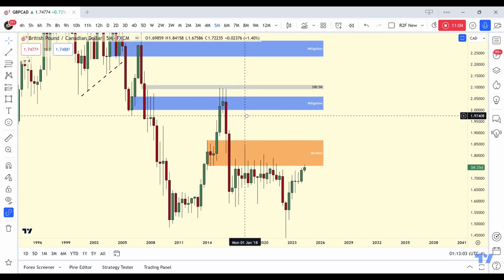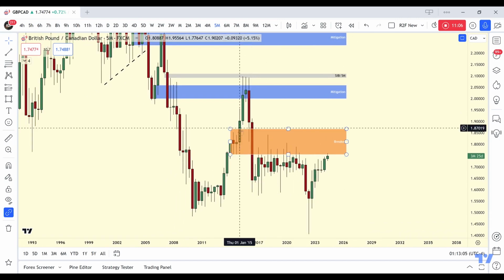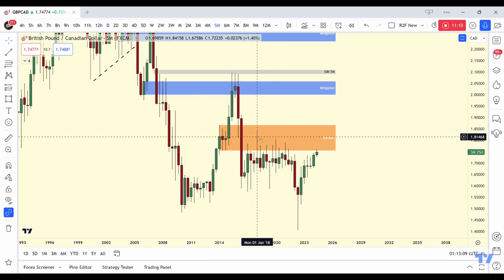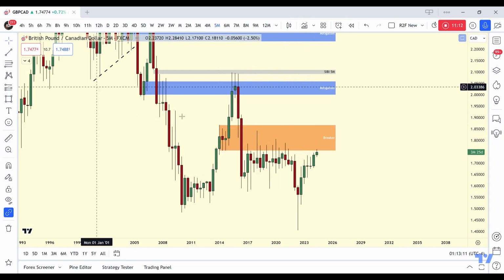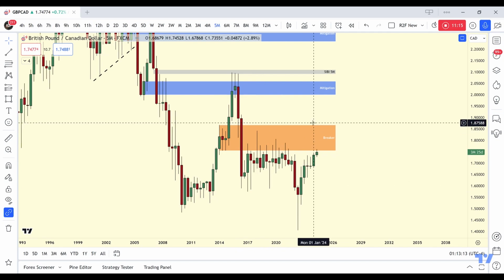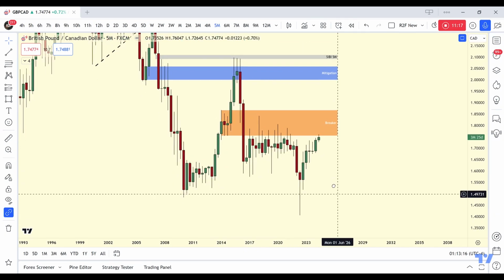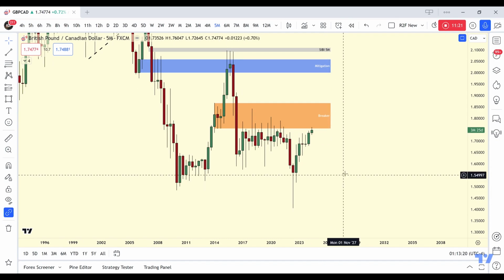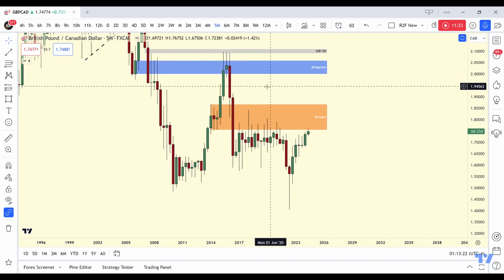Okay, so going back to this breaker block, you see price break structure and return into it. In this case, it returns to it for a long time before finally breaking down. So does this mean the breaker didn't work? No, of course it did. And I'm going to show you how to increase the probability of your PD arrays.